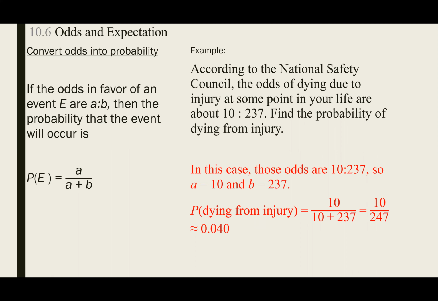So in the sense, it's basically this formula that you have to figure out: in terms of A over B, or odds against is B over A, and vice versa. If they give you A over B, to find the probability is A over A plus B.